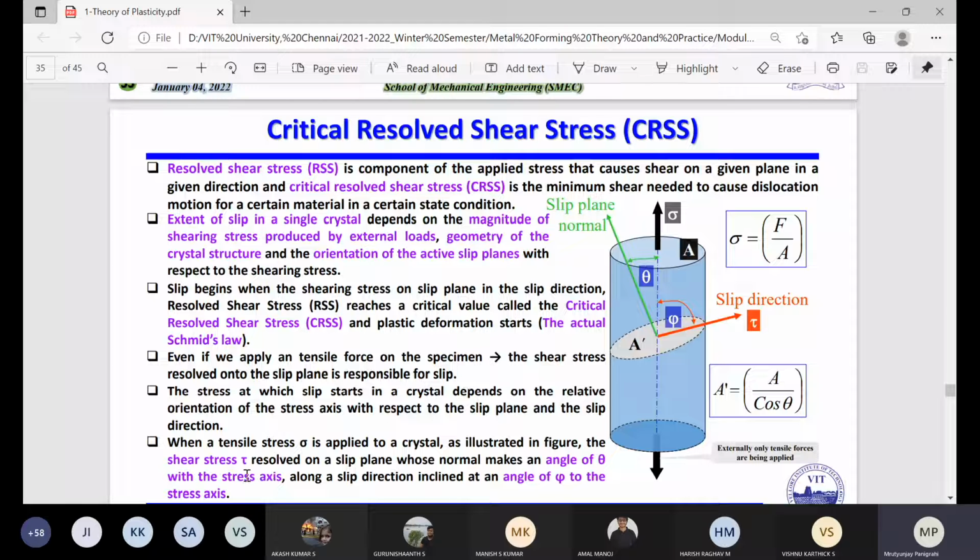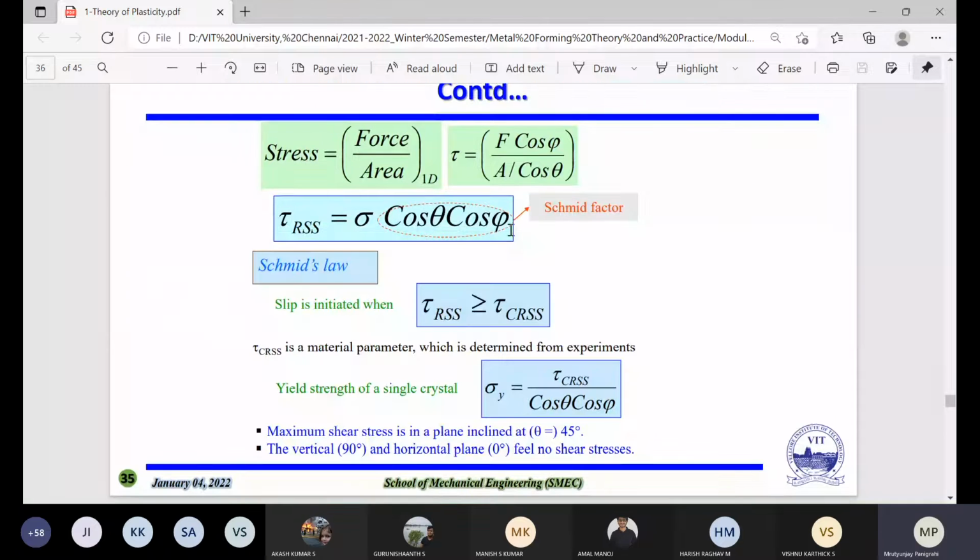So I mentioned here the shear stress, whatever shear stress is required, is known as tau. Then the slip plane whose normal makes an angle theta with the stress axis, and along the slip direction, you have the angle phi to the stress axis. These are the three things we are getting. And the area is A by cos theta; the change in area is the normal area divided by cos theta. If you want to calculate the CRSS, the stress is force by area, so tau equals, you have to remember this one, F cos phi divided by A by cos theta.